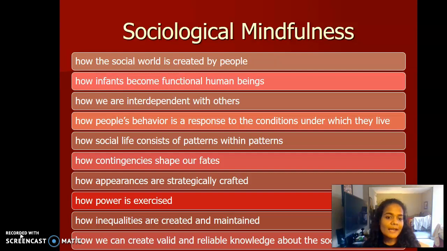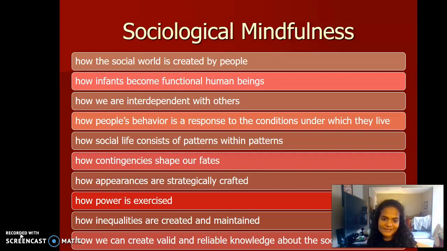Also, how our life, social life, is consisting of patterns within patterns. How circumstances or contingencies shape our fates, right? How appearances or impressions are strategically crafted. And very important in all of this is the role of power, right?